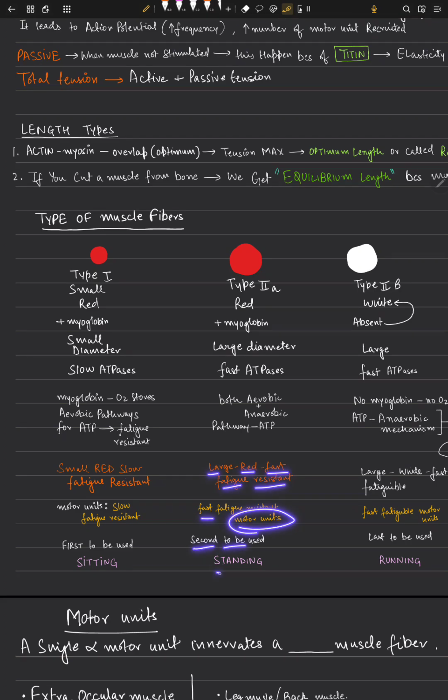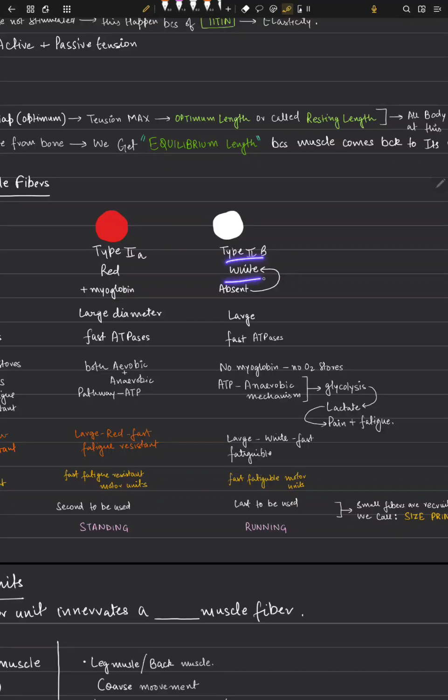Second to be used, we use it for standing. We are sitting, we are standing, and we are running. Cool. What about 2B? It's white. The myoglobin is absent. It's large in size, fast because of the size. No myoglobin, no O2 stores.